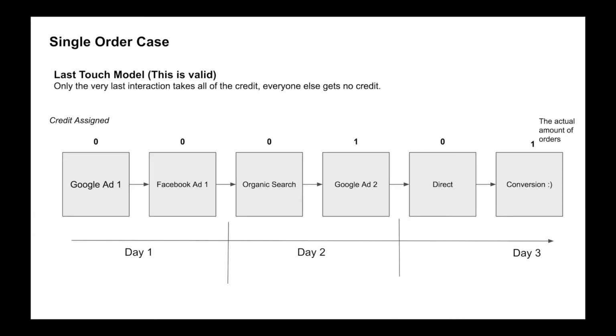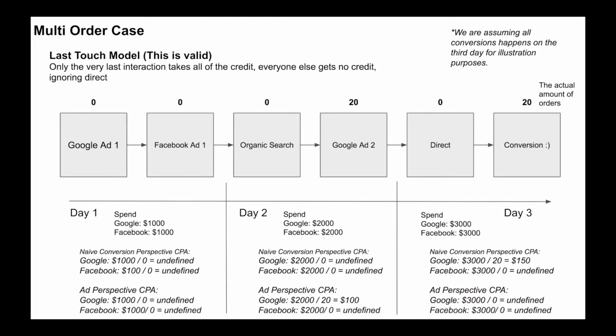So in single order case, because, as I said, we put direct in the trashcan every single day, Google Ads on day 2 took all the credit for the conversion. And in multi-case, same idea, but let's look at the CPA computation. Once again, the naive conversion perspective doesn't change much, but because Facebook no longer takes that credit because it's too early in the conversion funnel, it is now undefined, and only Google takes the credit. And for day two, it's very similar to platform-specific last touch because Google happened to have that last touch credit, and it will get a CPA of 100.